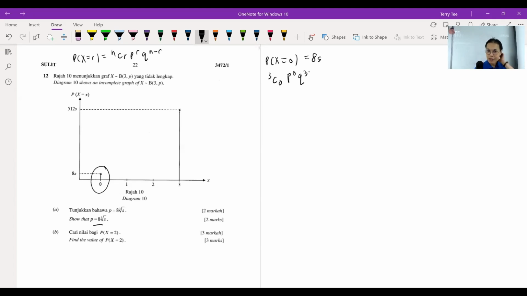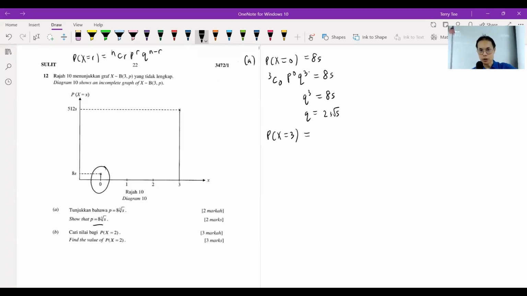Now, the problem is this, is that we cannot find P. You realize that this equation doesn't help us to find P, but doesn't matter. We still need this, okay? So this is 8S. 3C0 is 1. P power 0 is also 1. You're left with Q power 3 equals to 8S. Your Q, if I cube root this, is 2 cube root of S. But I'm not answering part A. I'm actually answering part B. This is for part B. Yeah, because sometimes you don't know. You guys just do both. Then you see, oh, which one will give us your P?